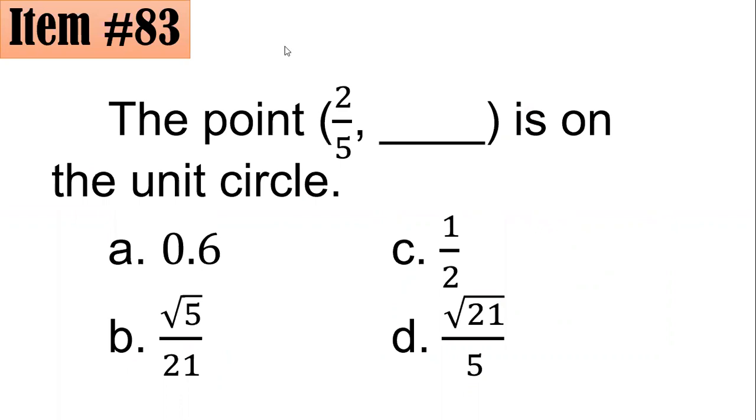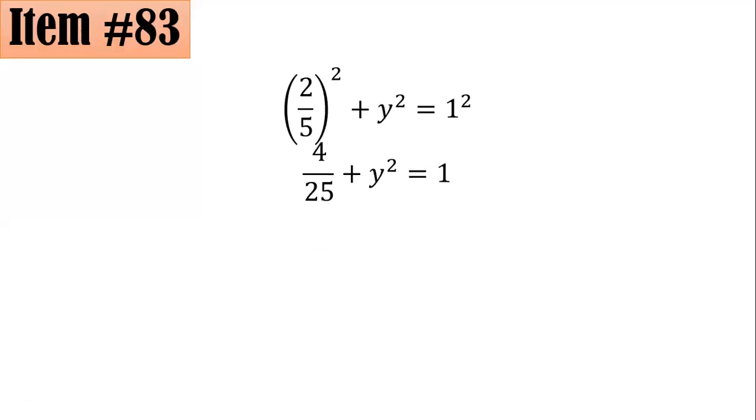So for this one, kapag sinabi nating unit circle, it's a circle of radius 1 unit. And this 1 acts as the hypotenuse of your triangle. So you can form a right triangle. If you square the x plus y squared, we will find the value of y, equals 1 squared. That becomes 4 over 25 plus y squared equals 1. Subtracting both sides by 4/25 gives us y squared equals 21 over 25.